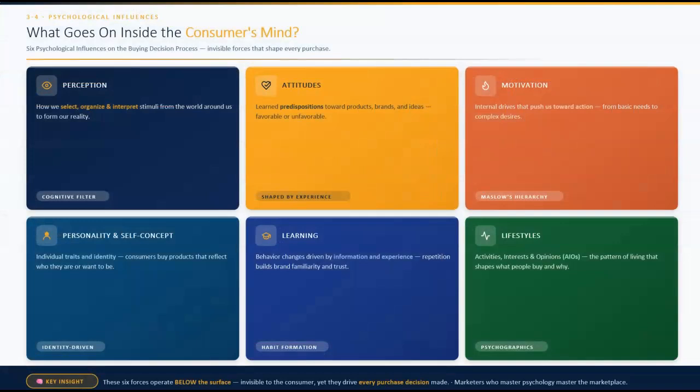What goes on inside the consumer's mind? These are the 6 psychological influences on the buying decision process, invisible forces that shape every purchase. So, perception. How do we see that product? How do we select, organize, and interpret stimuli from the world around us to form our reality? Our attitudes, learned predispositions towards products, brands, and ideas, favorable or unfavorable.